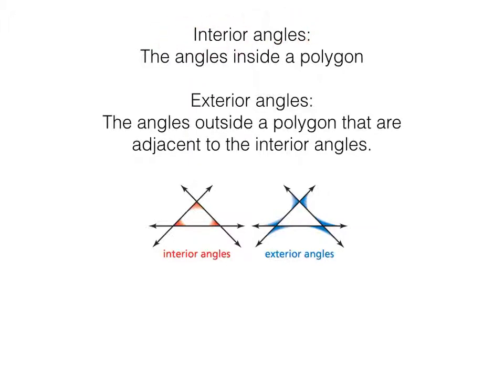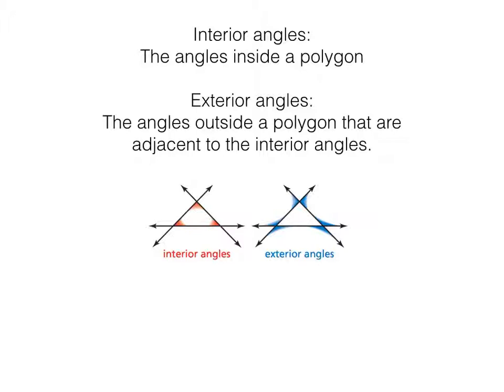Interior angles. So interior, if you think of the interior of a car, you think of inside. These are the angles that are inside a polygon. So when you look at this first example of interior angles, you'll see that each of these red shaded pieces are angles that are considered interior angles.